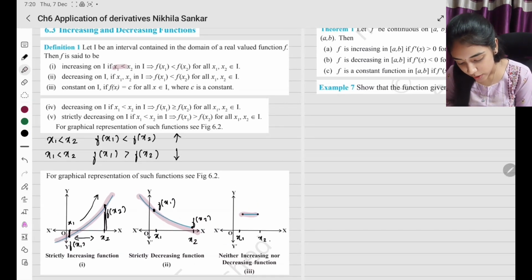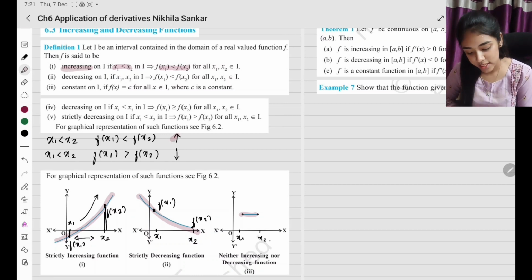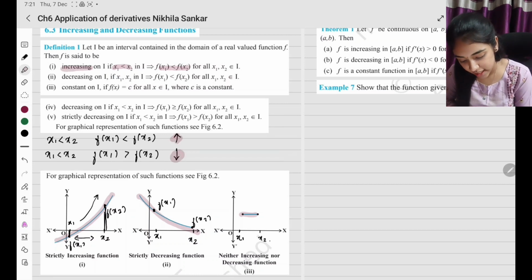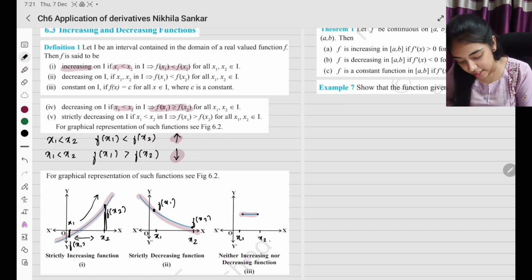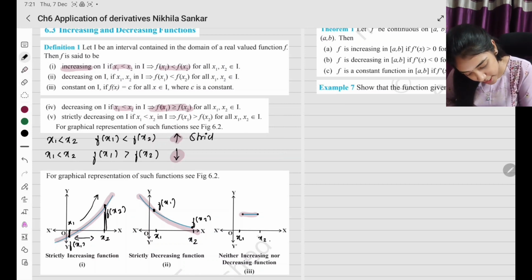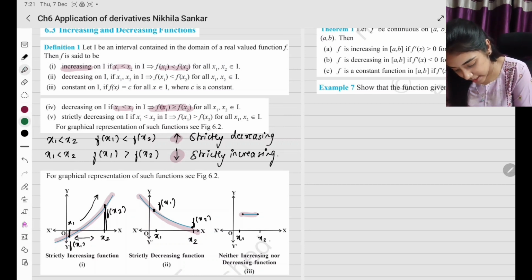You have x1 less than x2, f of x1 less than f of x2, the function is said to be increasing. Okay, this is first condition. இப்போ second condition என்ன? f of x1 is greater than f of x2 and x1 is less than x2. So you have two different conditions. When this is decreasing, it is going to be strictly decreasing. Okay, இந்த இடத்துல equal to sign இல்லல்ல, so I have strictly decreasing and this is strictly increasing. But when I have an equal to sign, இப்போ இந்த இடத்துல equal to sign தெரியுதா?